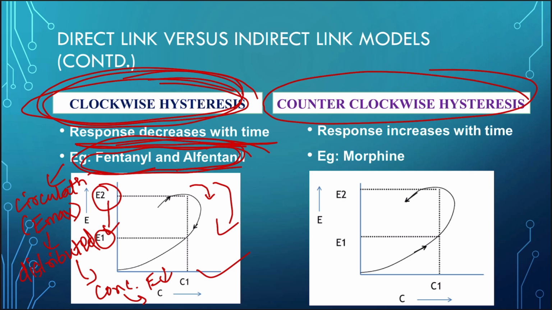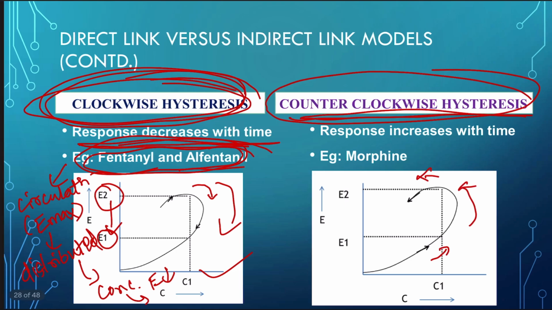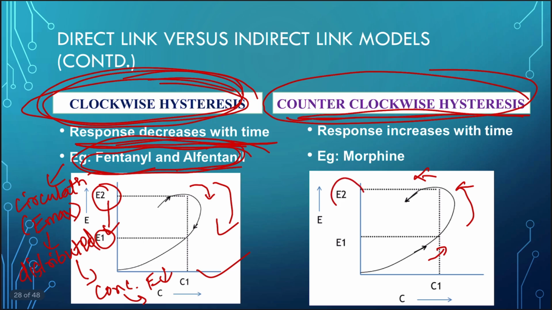So the next one is the counterclockwise hysteresis. As you can see here, with the passage of time there will be an increase in the effect. Here you can see E1 has been reached earlier and E2 is reached later, so E2 is far better than E1. So there is an increase in the response with time, and it is seen in the case of drugs like morphine, which is an analgesic.